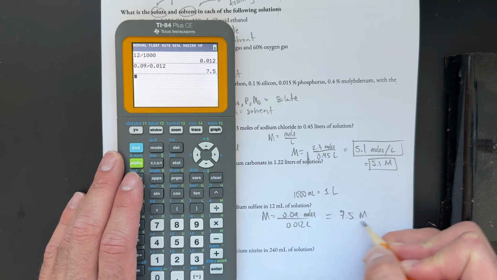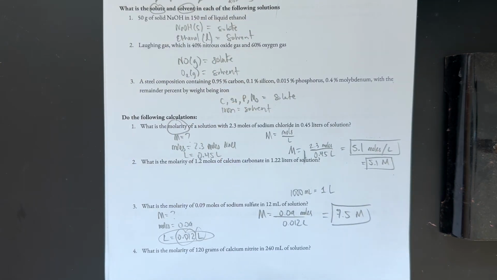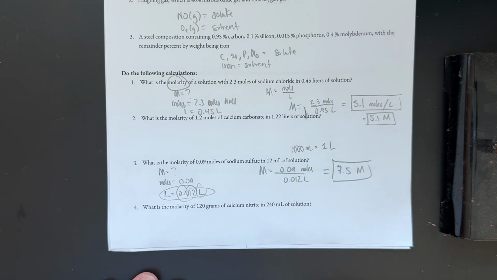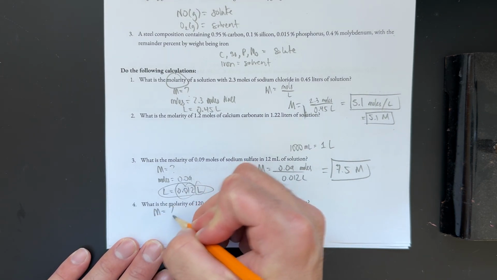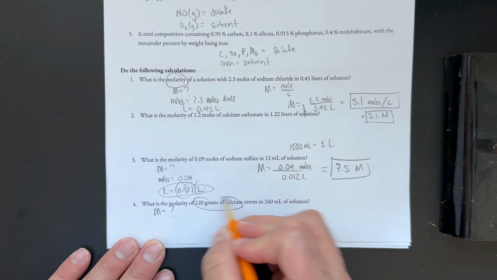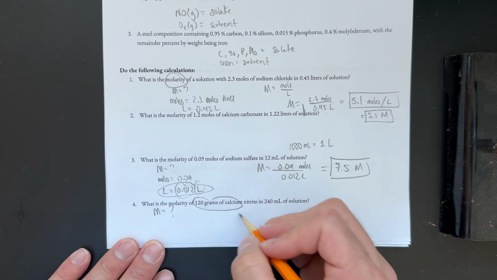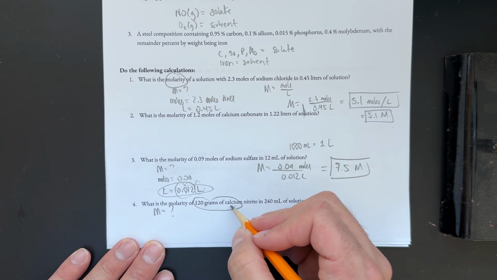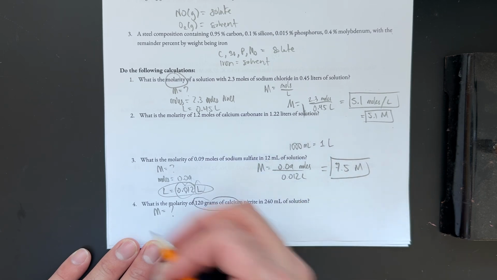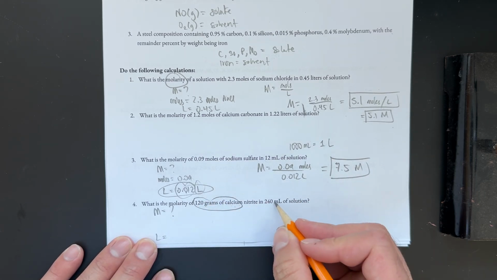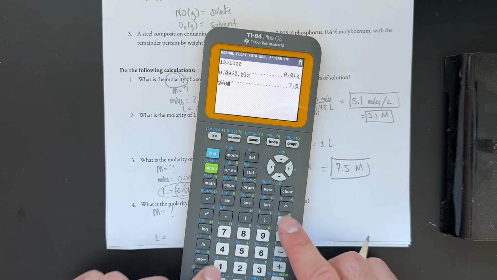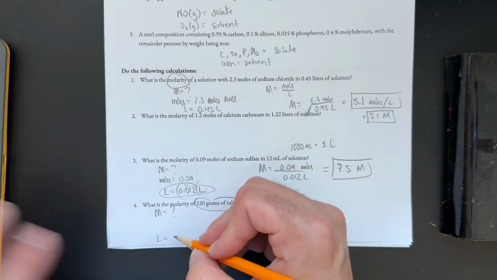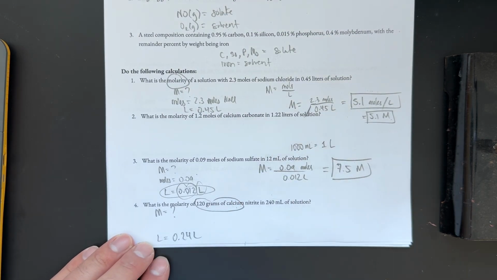So it's 7.15 m. So there you go. Going on to number 4, it's asking us for molarity again. But what's happening here is they're giving us grams. They're not even giving us moles. And so to get moles, we have to convert grams to moles. Now it's also not giving us liters, it gives us milliliters, and so again, take that 240 divided by 1,000 and we get 0.24 liters.